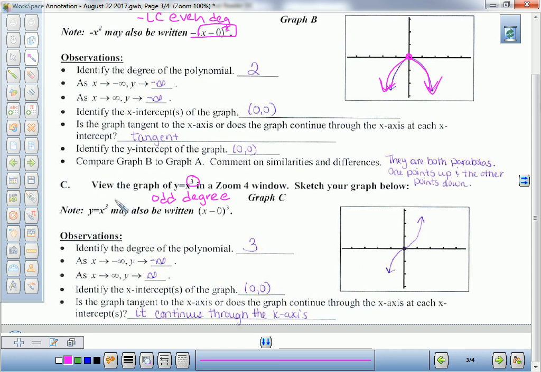So if it's a positive leading coefficient like it is on C, and an odd degree, it's going to fall to the left and rise to the right.